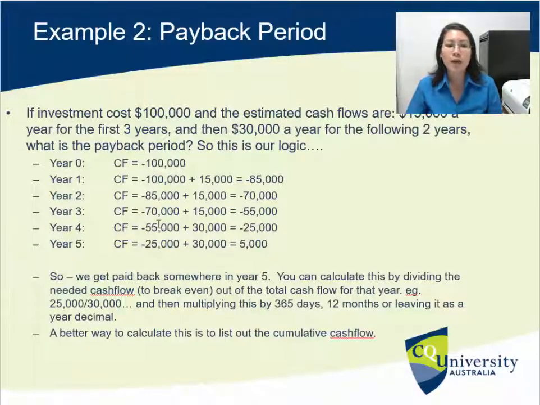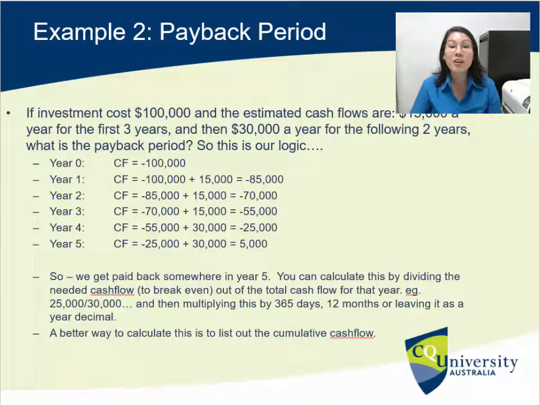In year 4, we start with a negative 55. We get 30,000 in the last 2 years. So 30,000, we're at negative 25. And in year 5, we start with a negative 25. We get 30,000. So we're actually at a positive 5,000. So we get paid back somewhere in year 5. So year 4 plus some months or days.